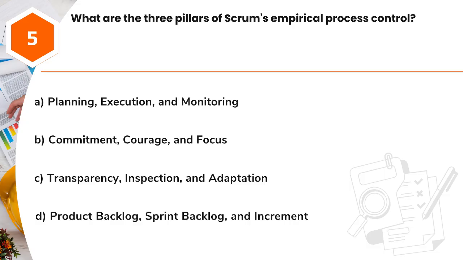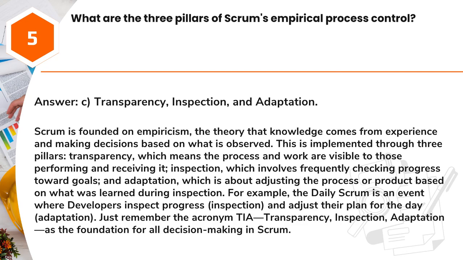Question 5. What are the three pillars of Scrum's empirical process control? A. Planning, execution, and monitoring. B. Commitment, courage, and focus. C. Transparency, inspection, and adaptation. D. Product backlog, sprint backlog, and increment. Answer: C. Transparency, inspection, and adaptation.